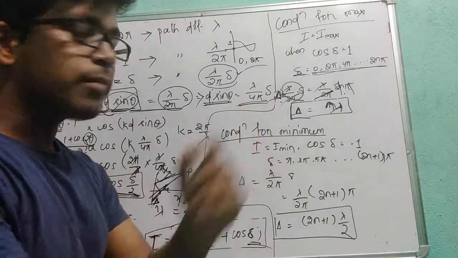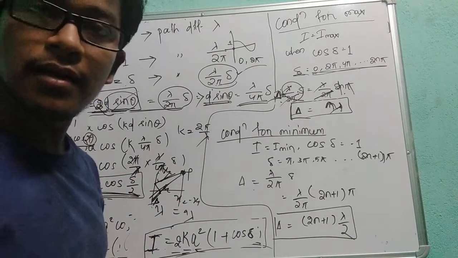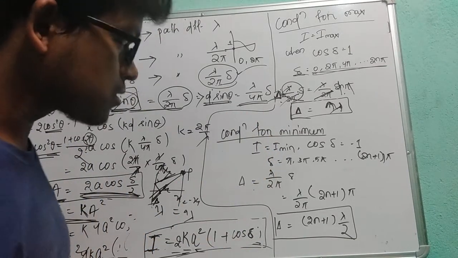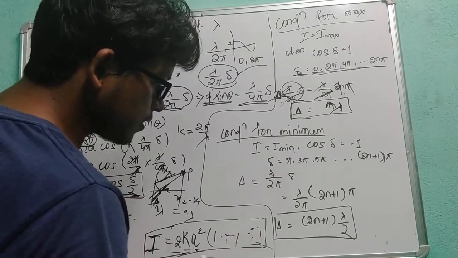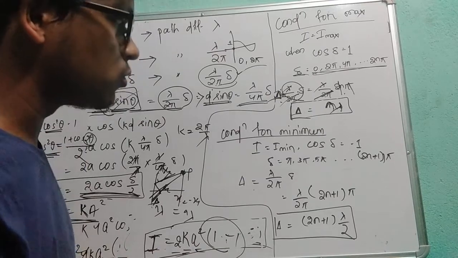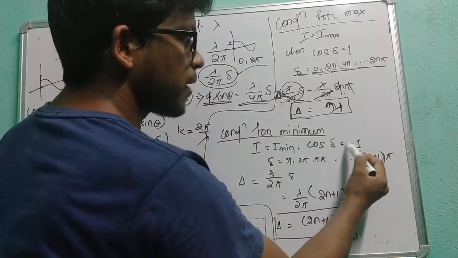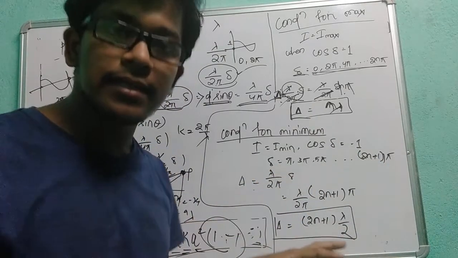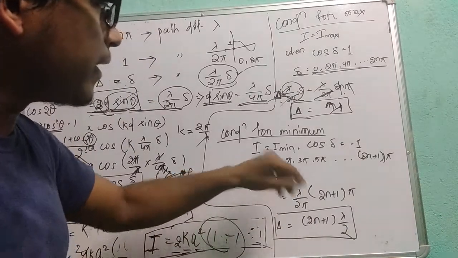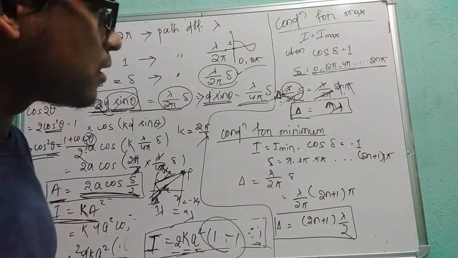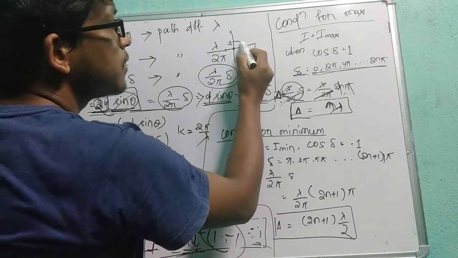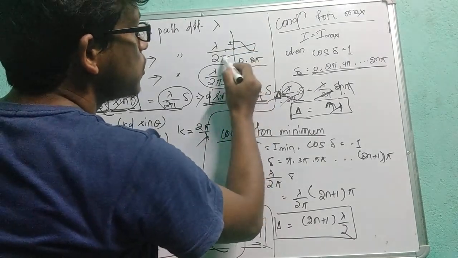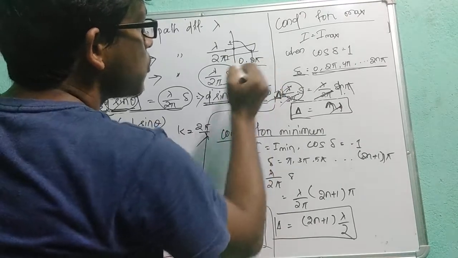So when will intensity be minimum? When cos delta is minus 1. Minus 1 here, so this term will be 0. So cos delta will be minus 1. Then only we will get our minimum intensity. As you are getting 1 here, here you will get minus 1. And what is this point?